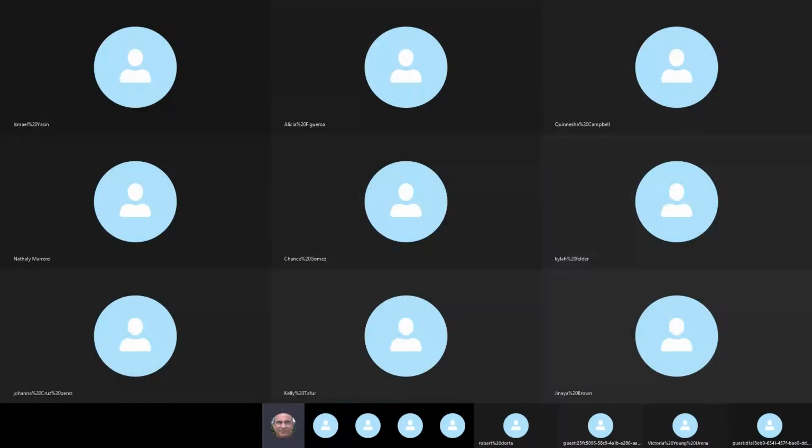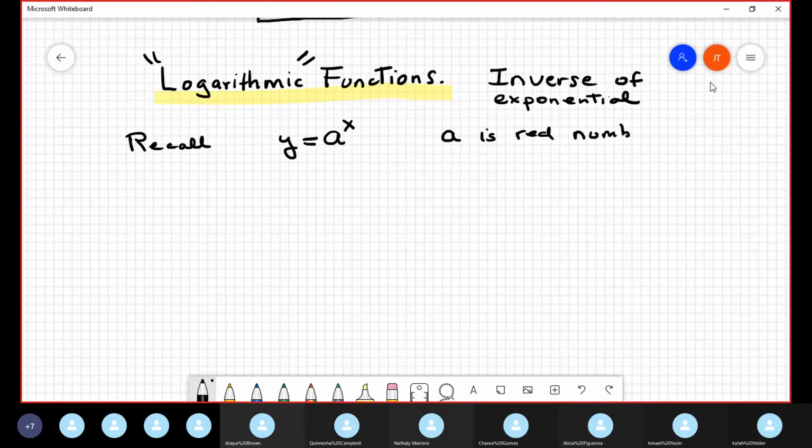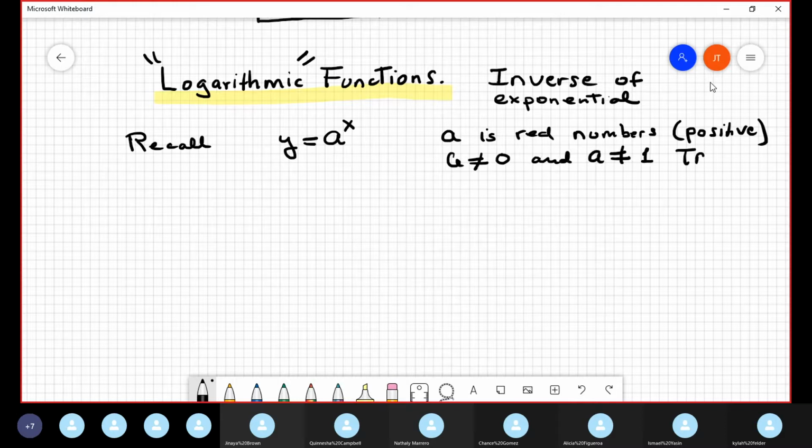Okay, the base is a real number. But the restriction for the base is that the base is never negative, only positive. A real number, but positive. And no zero, and no one, because it's a trivial example.